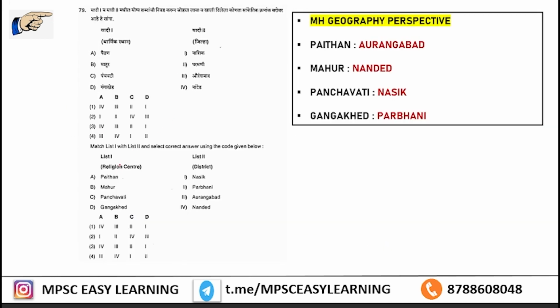Next one, here they have asked you to match religious center, okay, and the district. If you see Paithan is in Aurangabad, Mahur is in Nanded, Panchavati ये कहाँ पे है? ये है आपका नासिक में. Whereas Gangakher is again at Parbani. So this is your answer.